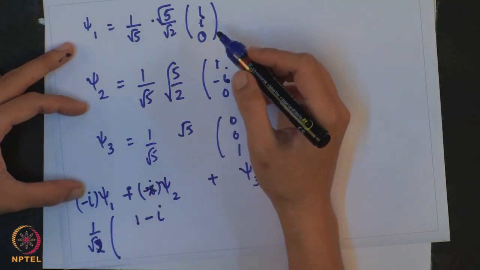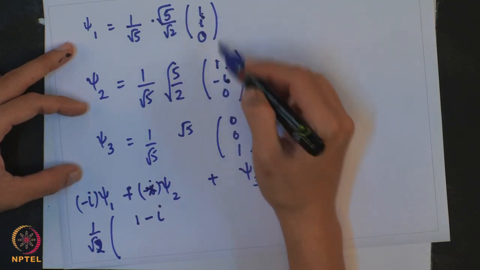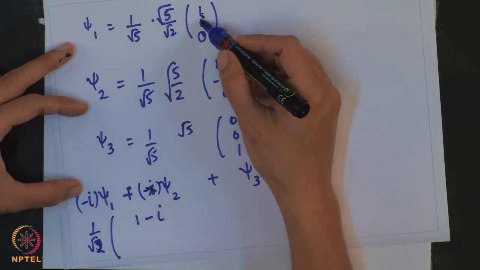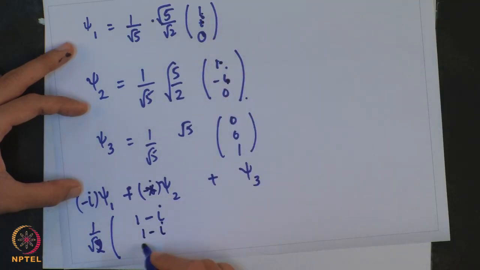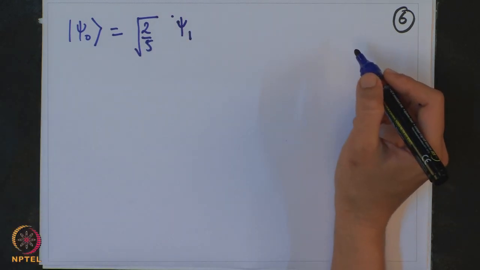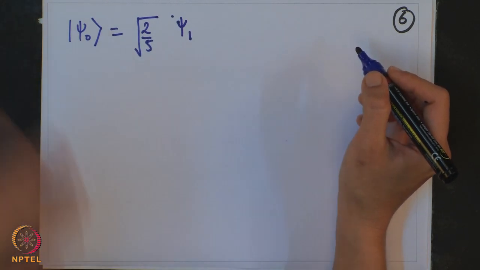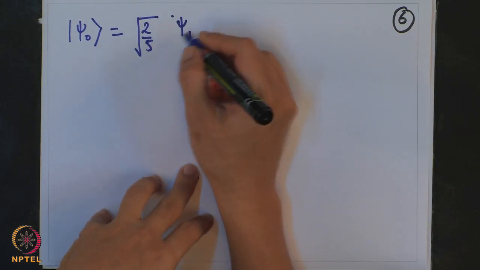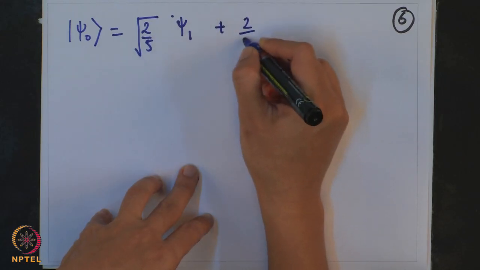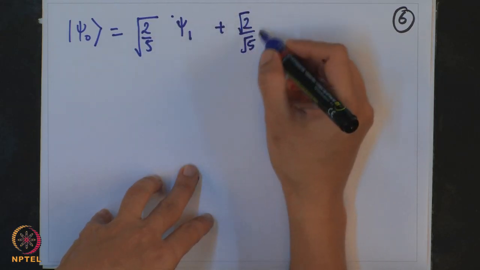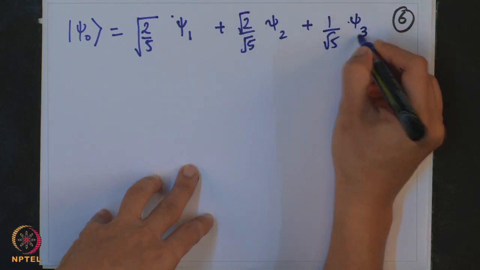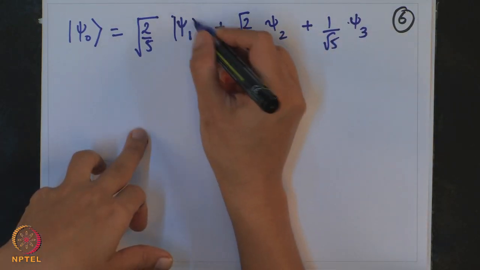So the first term will give me minus i plus 1, so 1 minus i. The second term will give me 1 minus i. The third term will give me 1. Psi 1, okay, my psi 1 was nothing but (1, i). So you will have psi 0 equal to 2 by root 2 by root 5, psi 1, plus root 2 by root 5, psi 2, plus 1 by root 5, psi 3. Okay. So this is what I have.